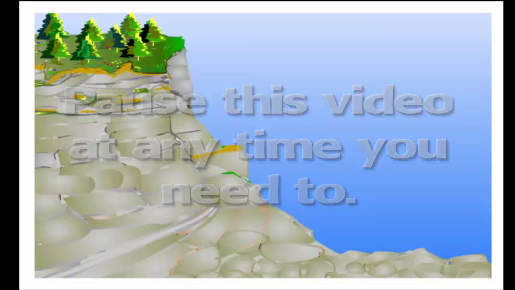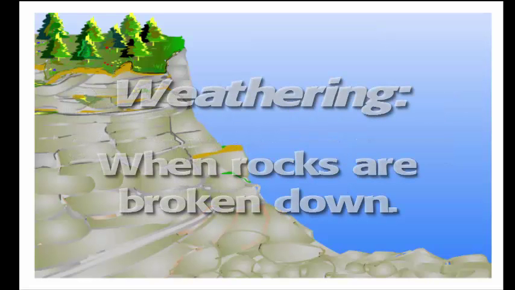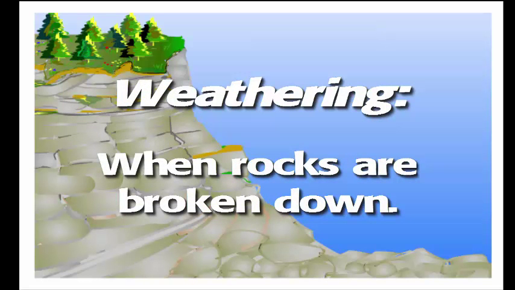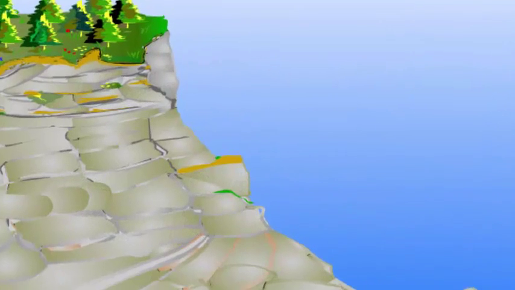Now, a lot of people get the terms weathering and erosion confused. Weathering is simply when rocks are broken into smaller pieces. As we're going to see in a few minutes, erosion actually means something different, but it is related to weathering. As we'll see today, there are a lot of different types of weathering, but they all involve rock being broken down somehow.